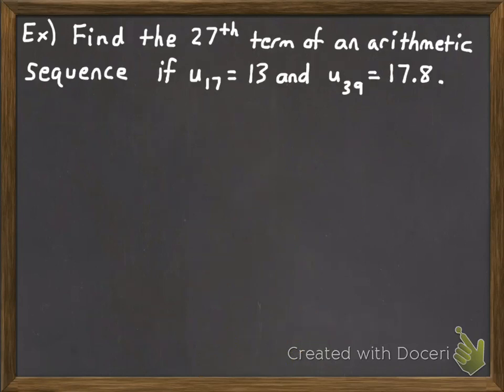I'm asking you this time to find the 27th term of an arithmetic sequence if you know the 17th term and you know the 39th term. And you will need to know the common difference in order to make that happen. So try it out.